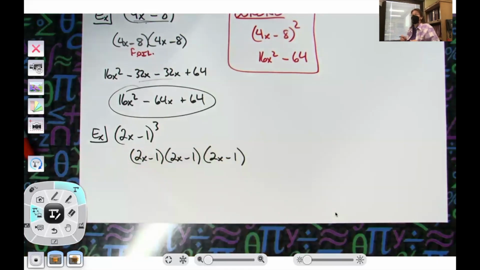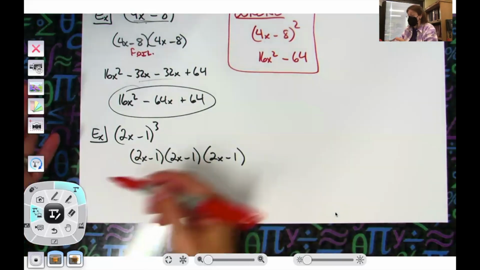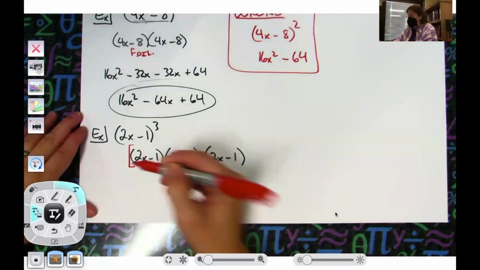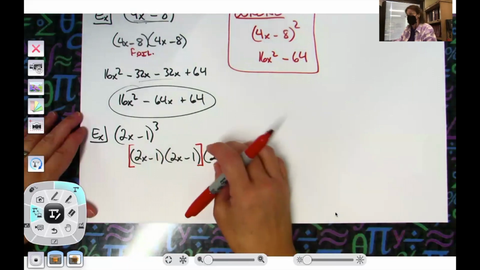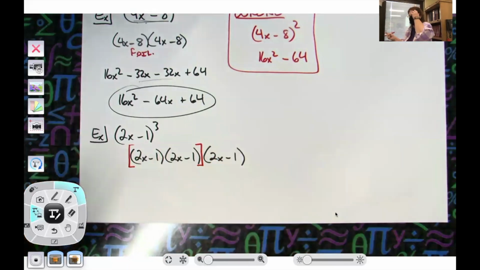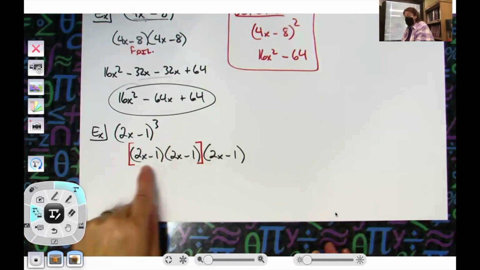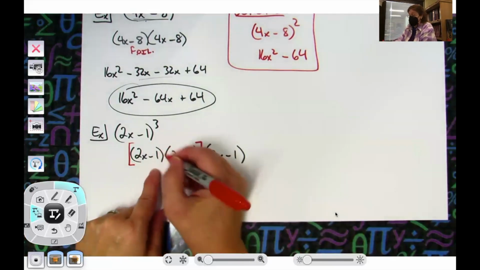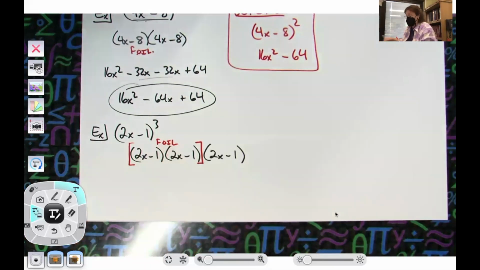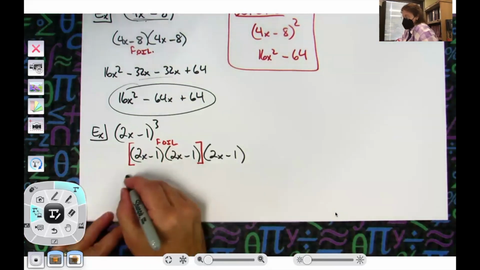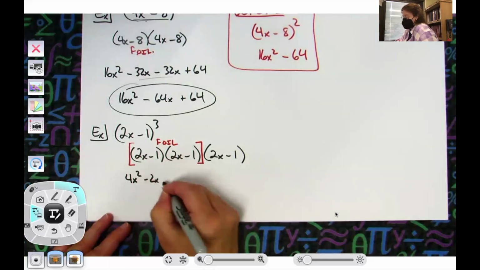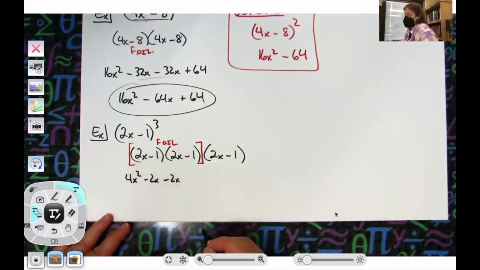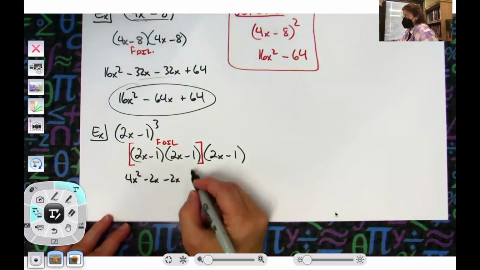Now you cannot do repeated distributive property as it sits now. You really need to pick the first two, multiply those, keep this one with it, and then do repeated distributive property. Going left to right, I've got a binomial times a binomial here, so I could FOIL. I could do a 4x squared minus 2x on the inside. Some of you are going to be able to add those in your head. Negative 1 times negative 1 is plus 1.